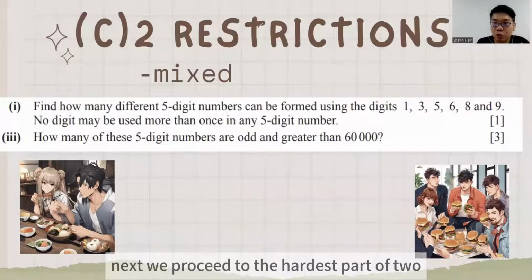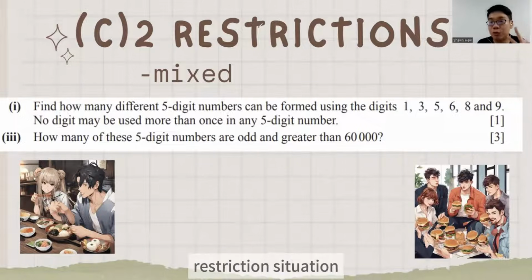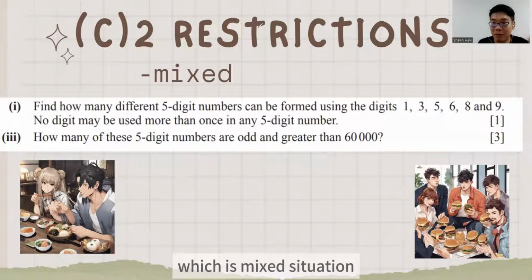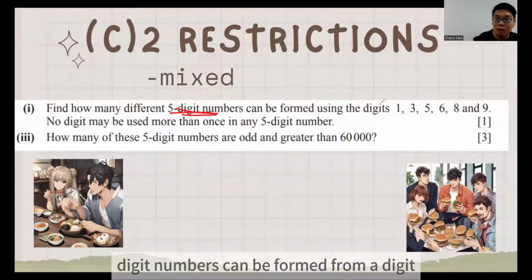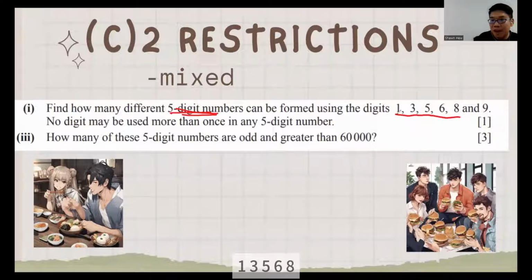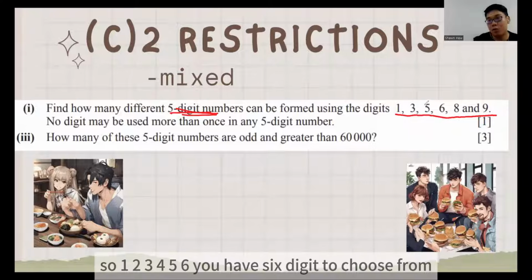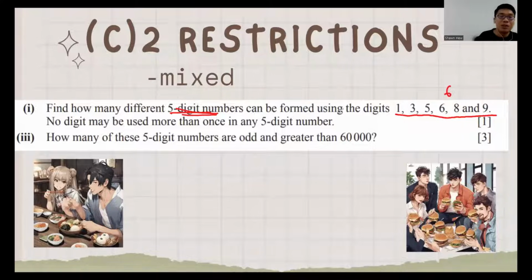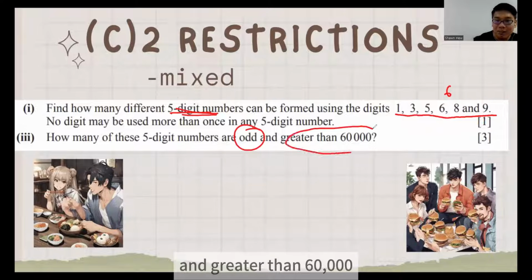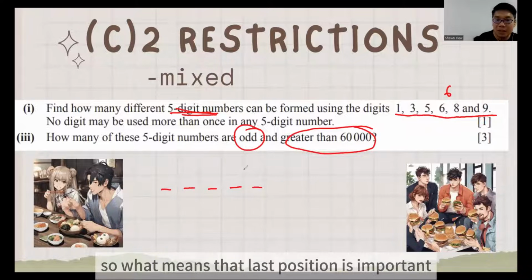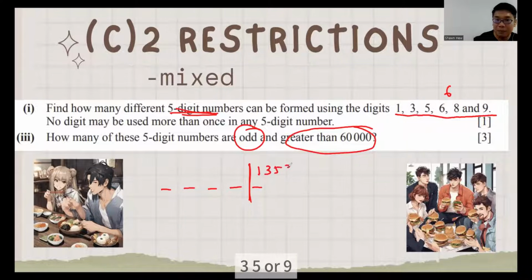Next, we proceed to the hardest part of the 2 restriction situation, which is the mixed situation. They say, find how many 5-digit numbers can be formed from the digits 1, 3, 5, 6, 8, 9. So 1, 2, 3, 4, 5, 6. You have 6 digits to choose from. So they say, how many of these 5-digit numbers are odd and greater than 60,000? So odd means that last position is important. We can fit in 1, 3, 5, or 9.